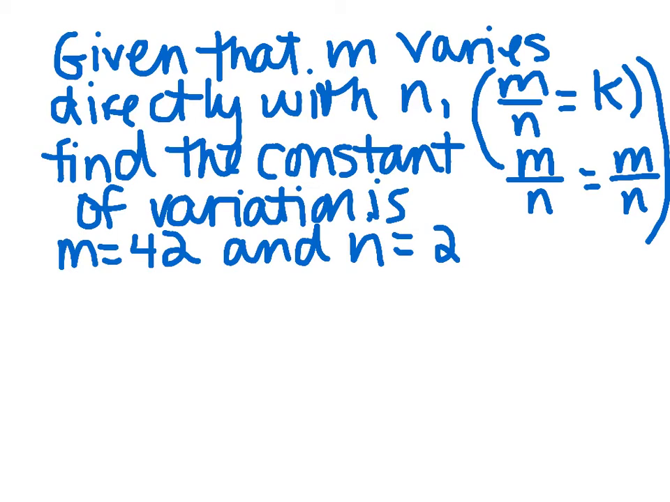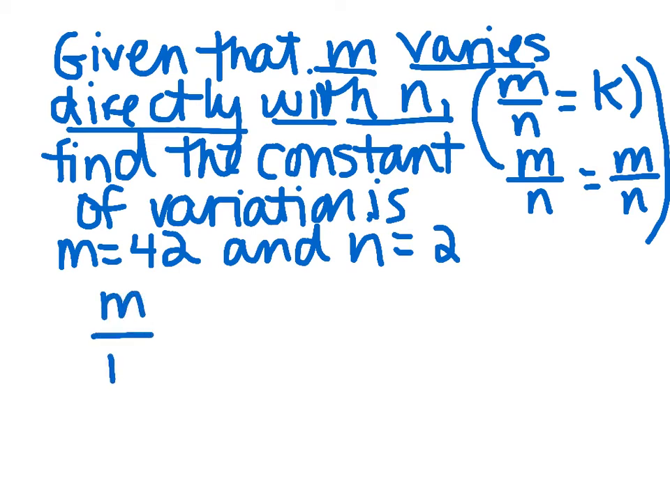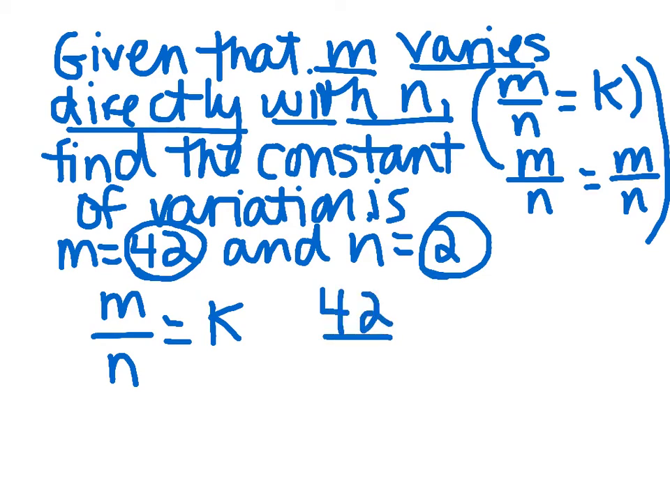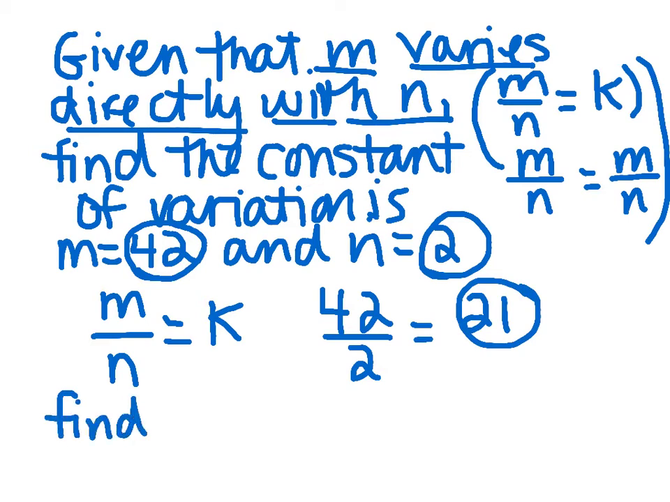So we know, because it says given that m varies directly with n, that any m divided by n is going to equal the same number. They tell us that m is 42 and n is 2. So to find the constant of variation, we simply say 42 divided by 2, and that gives us 21. So the constant of variation is equal to 21. In this example in your book on page 391, it also asks you to find m if n equals 3.